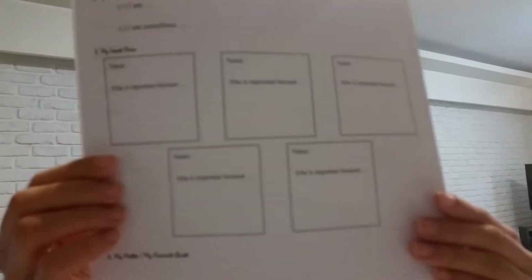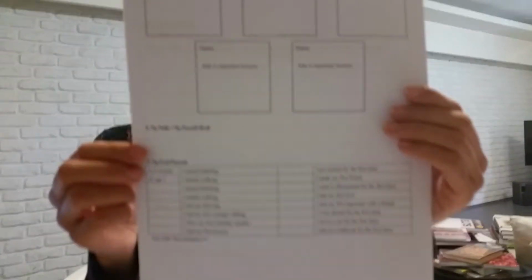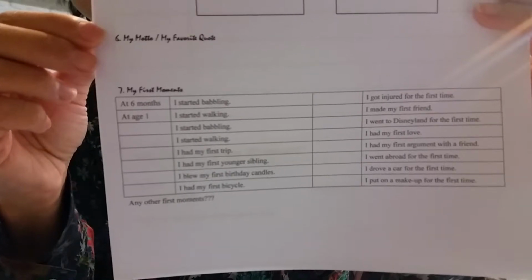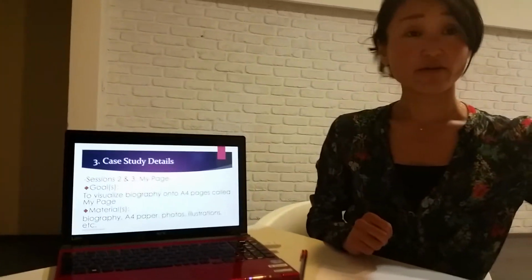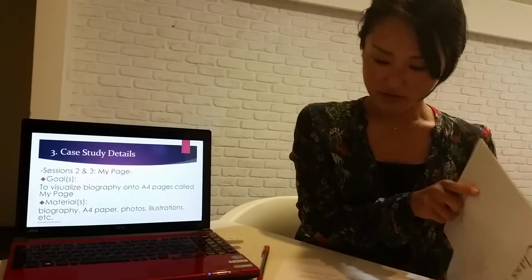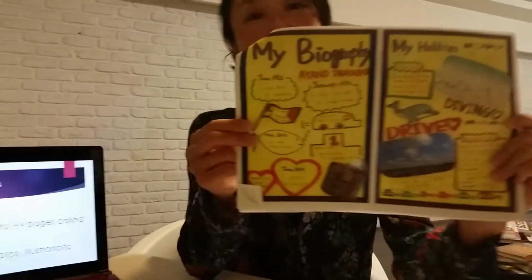On this page, they can write their loved ones, their first moments. I started walking at what age? I had my first love at what age? In sessions 2 and 3, students visualize their biography onto 2 A4 sheets of paper, which will be called My Page. This is one example of My Page.